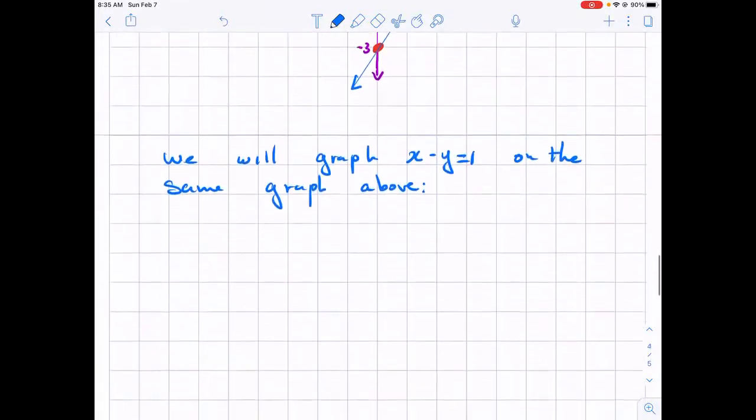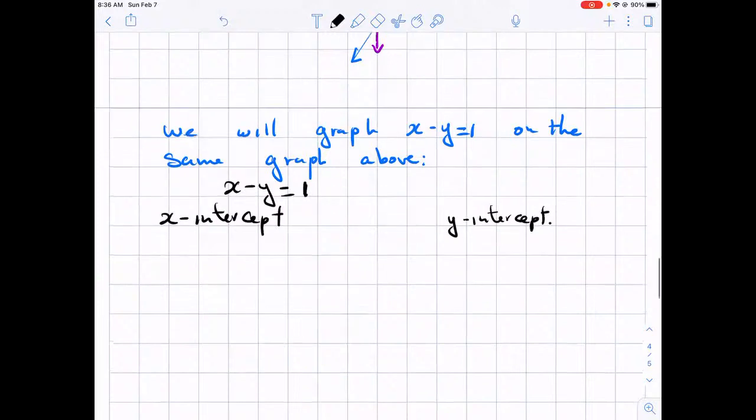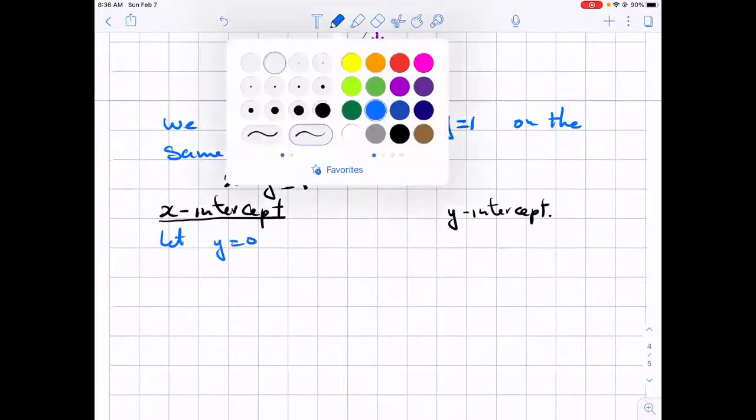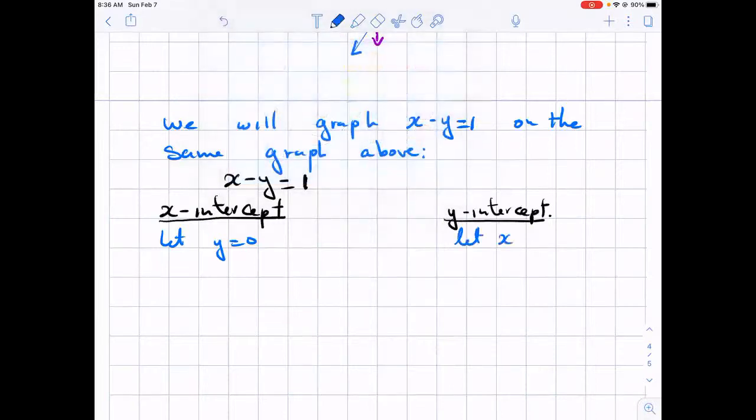So we have many ways, okay? So we want to graph x minus y equals 1. And as we said, we can graph this using the intercepts. So let's look at the x-intercept and let's find the y-intercept. Remember, to find the x-intercept, we let y equal 0. And to find the y-intercept, we let x equal 0.